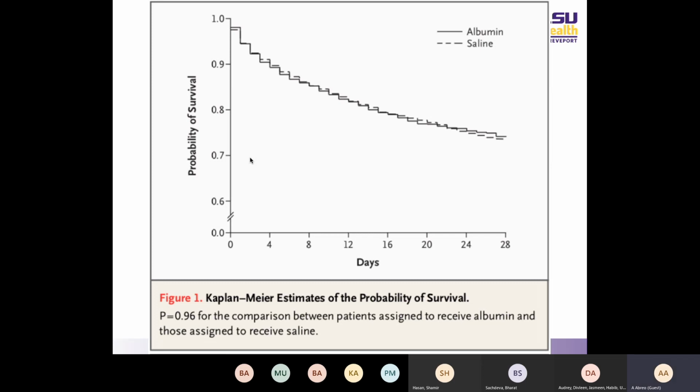And here's the overall survival curve. So there's no survival benefit in giving albumin versus saline, but again, it wasn't worse.